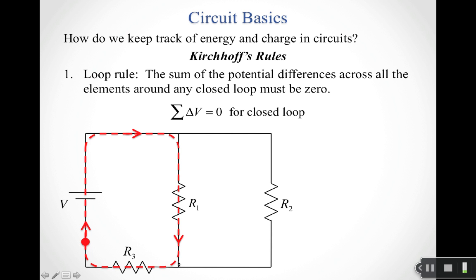So we'll start from this point. We'll go across the battery from the negative terminal to the positive terminal. We'll come across this resistor. We'll come across this resistor. We'll end up back where we started. So that's a closed loop. So what Kirchhoff's loop rule tells us is, well, we know that when we go from the negative to the positive terminal of the battery, we're going to have a potential increase.